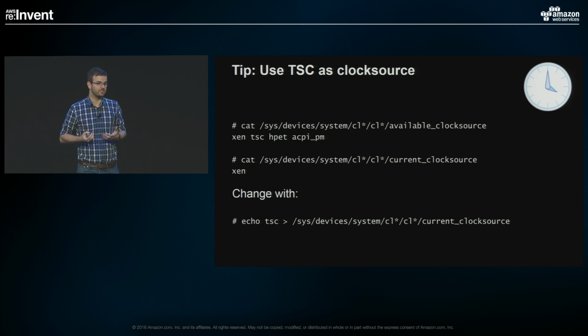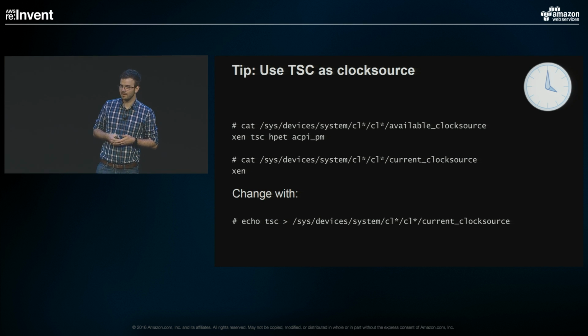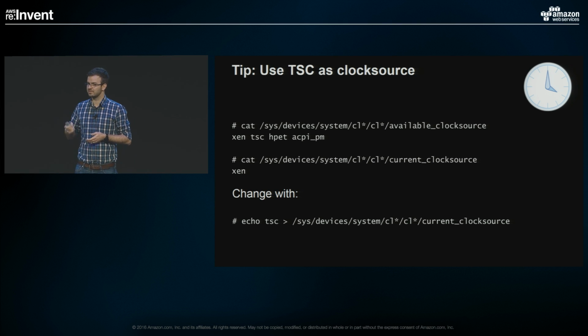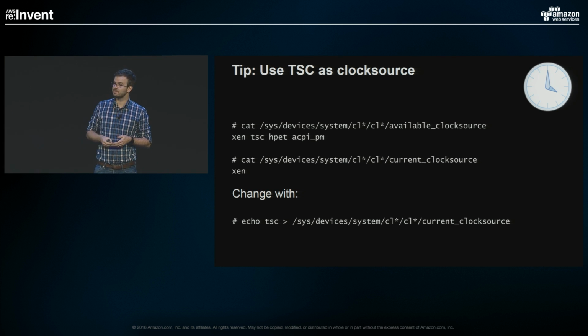So it's an easy change to make on Linux. You can see 3 commands here. The top command is going to list all the available clock sources on your system. So you can see if TSC is available, and if you're running a modern instance, it should be. The second command is going to list your current clock source. And if you launched a standard Linux AMI, that's probably going to be Xen. The last command is just going to hot switch your clock source from Xen to TSC.